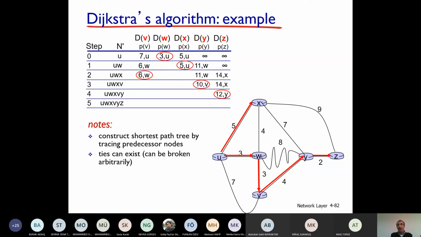In some cases, ties can exist. What are ties? If the costs are equal to each other, for instance, in the case of step 3, if these two have a 10, then we just select one of them arbitrarily to break the tie, okay?